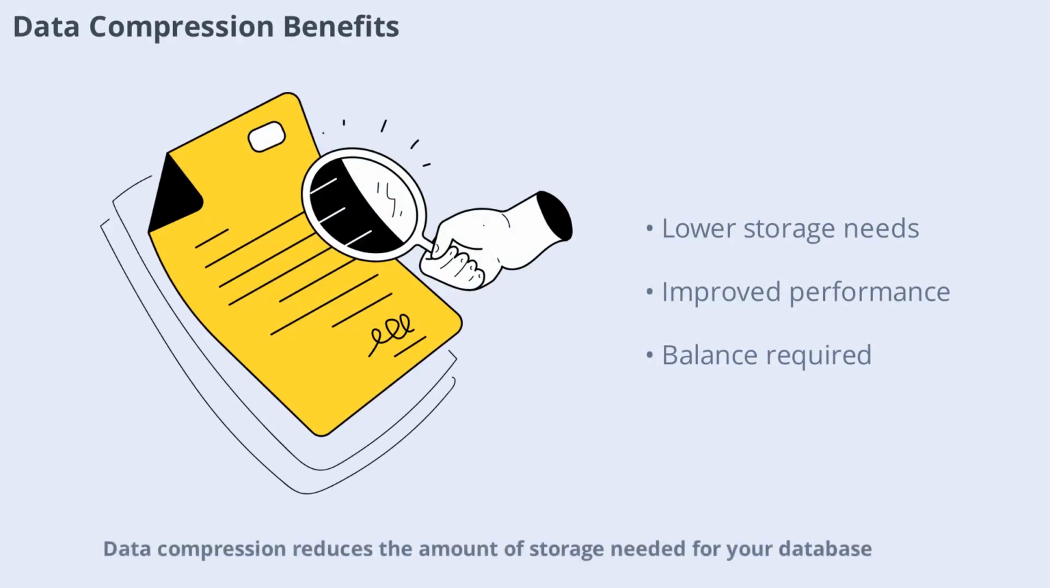Data compression reduces the amount of storage needed for your database. This can lower costs and improve performance, especially for large datasets. Most modern databases support compression, but it's important to balance compression rates with processing overhead. Test different compression settings to find the best balance for your workload.